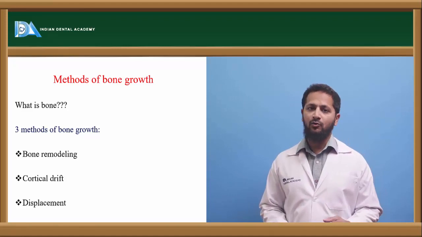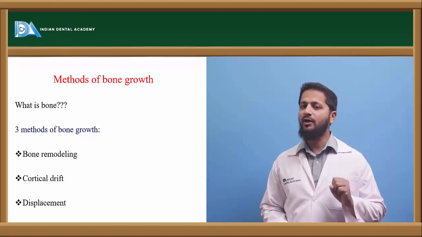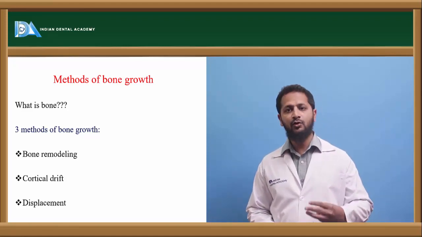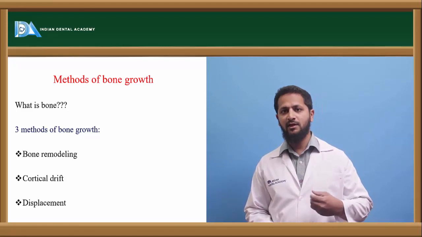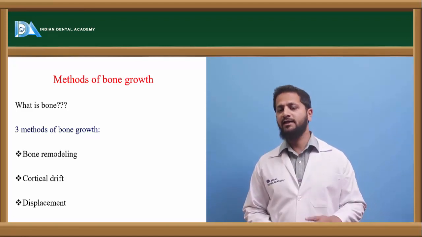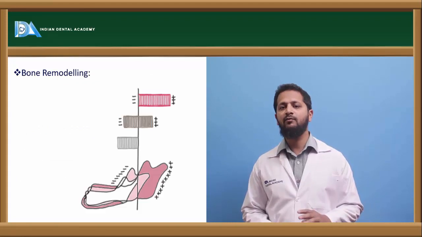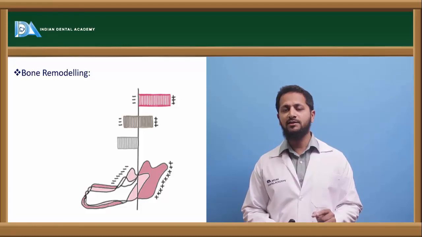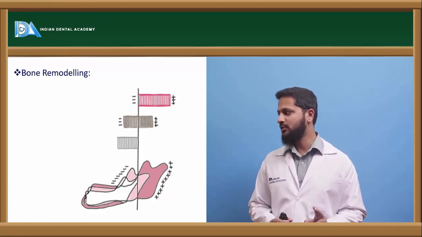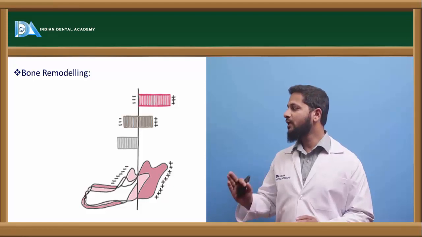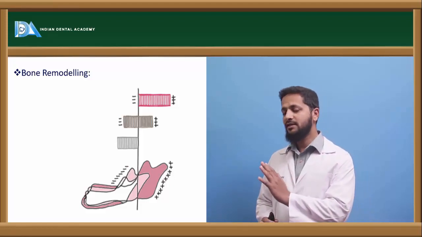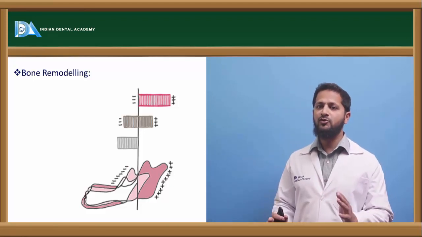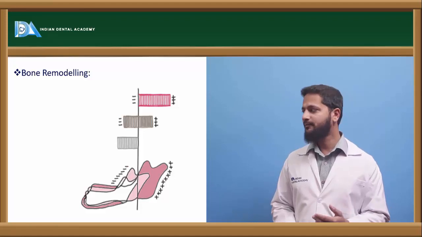Now, this bone actually grows by three main mechanisms. It is bone remodeling, second cortical drift, and third is displacement. Remember, bone grows by three main mechanisms: bone remodeling, cortical drift, and displacement. What exactly is bone remodeling? Bone remodeling is nothing but a combination of two phenomena. First is bone deposition, second is bone resorption. In the figure we can see that the plus sign indicates bone deposition, and the negative sign indicates bone resorption. As this bone deposition and bone resorption continues, it results in bone remodeling.